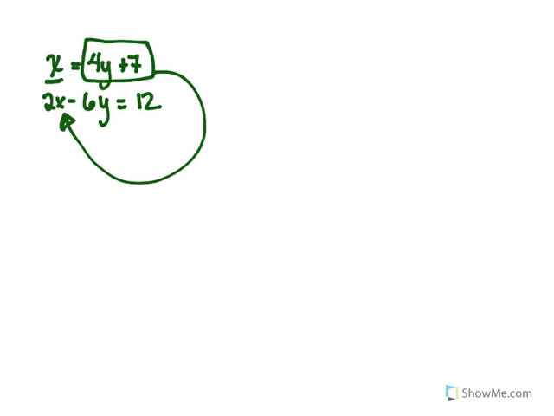So this is what I do. I do 2 times x. Well, I'm not going to use x. I'm going to use 4y plus 7. And then I have minus 6y equals 12. Now what did I do here? I got rid of all my x's so that I'm only solving for y.